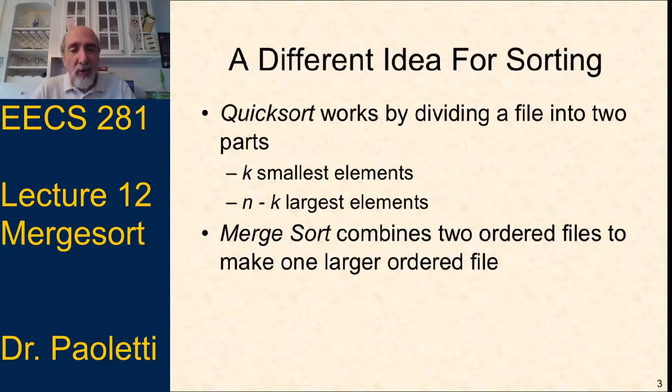Mergesort takes the idea that, well, what if I had two sorted regions? If I had two sorted regions, I could merge those two sorted regions together into one sorted region that's twice as big. And we build that up from basically size 0 or 1, combined into size 2s, combined into size 4s, etc.